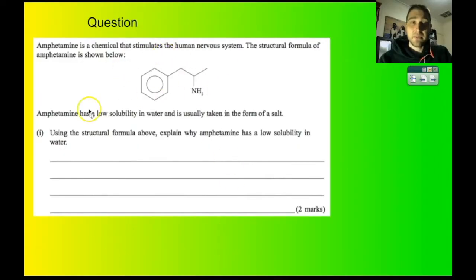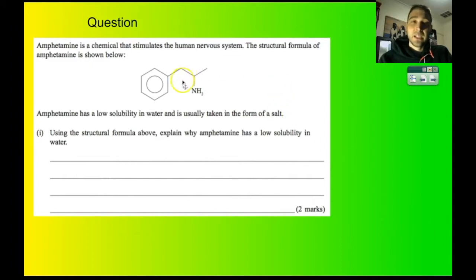So here we have amphetamine. Amphetamine has low solubility in water and is usually taken in the form of salt. Using the structural formula above, explain why amphetamine has a low solubility. Now, the key is it's low solubility, not insoluble. And the other key is this is for 2 marks, so we need to have 2 ideas that we're talking about here.